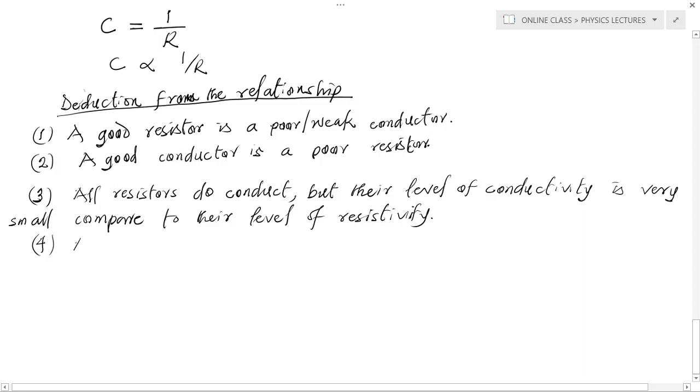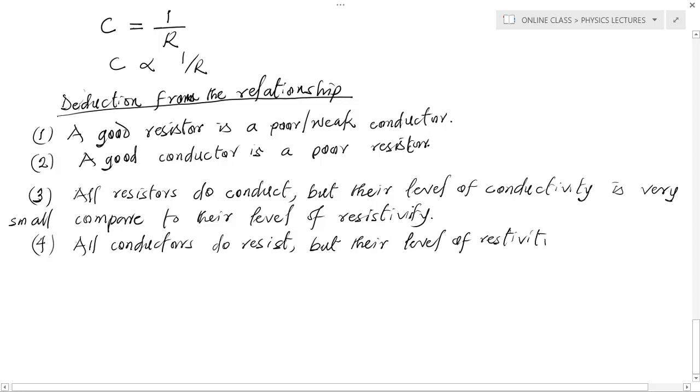Now, all conductors do resist, but their level of resistivity is very low, or small to say, low compared to their level of conductivity.